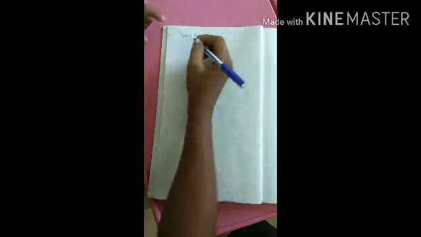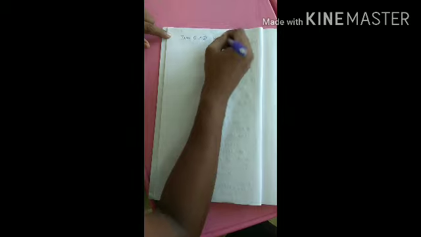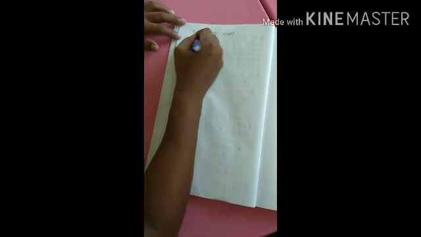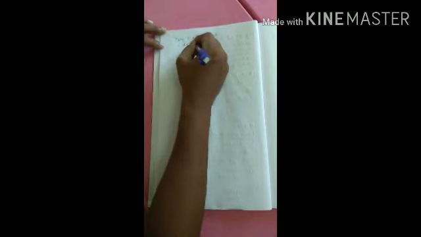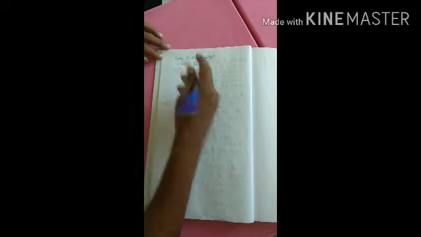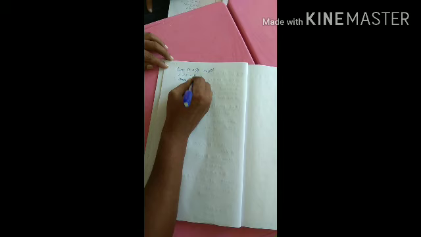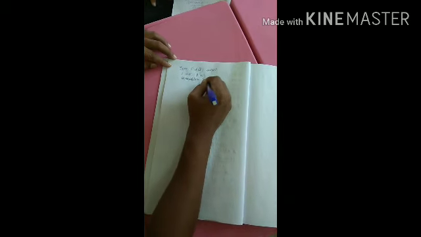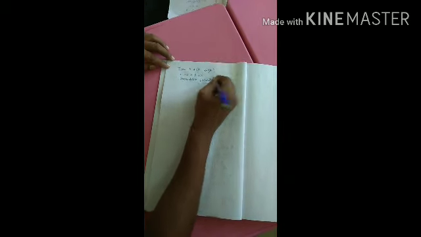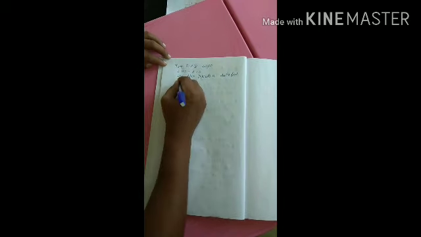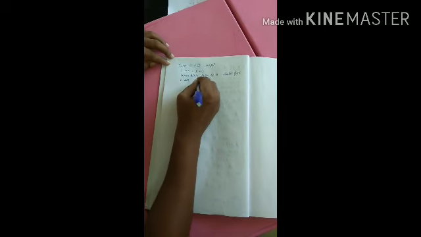Comparing equations 1 and 2, we get the same answer. Therefore left hand side equal to right hand side, therefore commutative property is satisfied under addition.